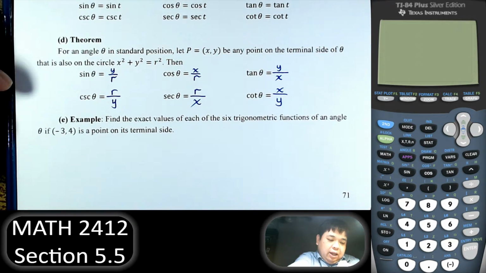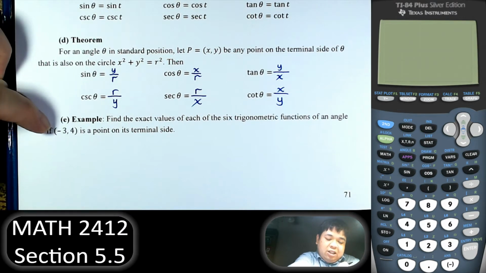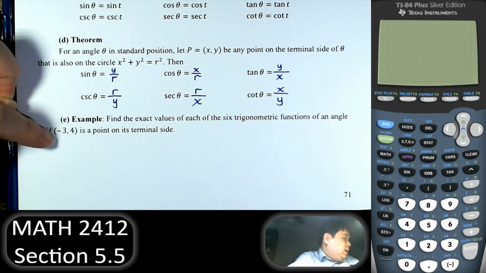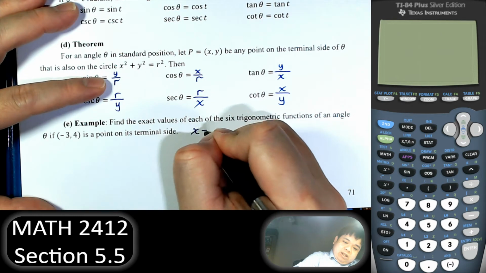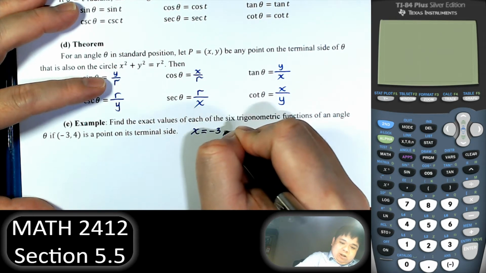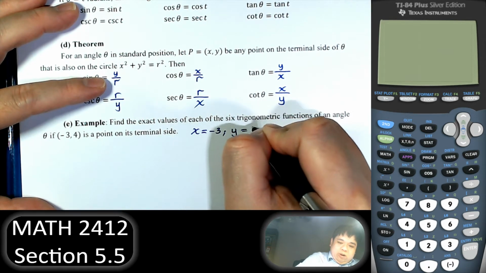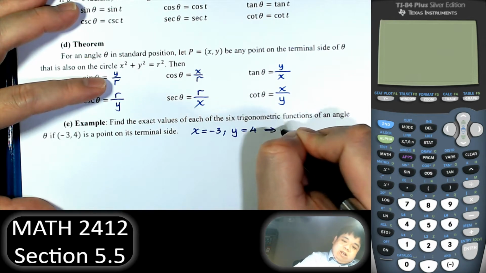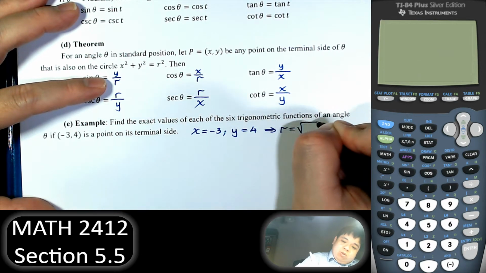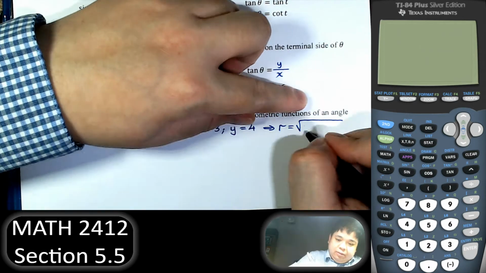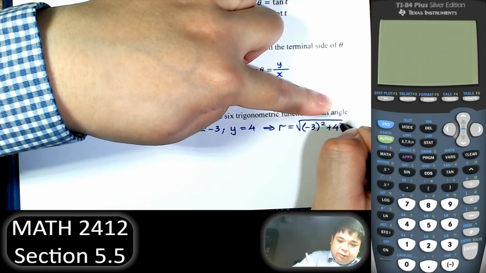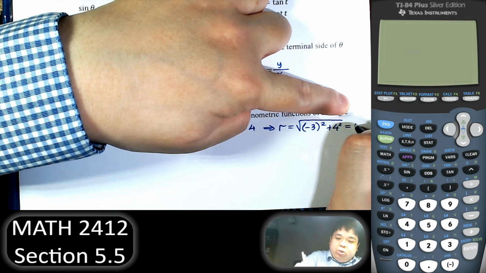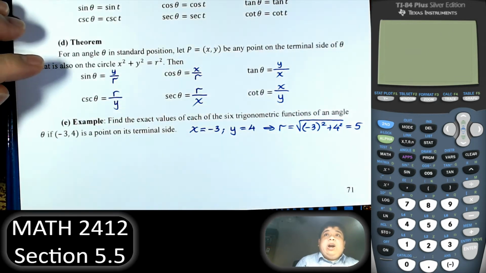Now, find the exact values of the six trigonometric functions for this one. Of course, we did this before, right? x is negative 3. y is equal to 4. So r is equal to the square root of x squared plus y squared, which is the square root of 25, which is 5. We have x, y, and r.